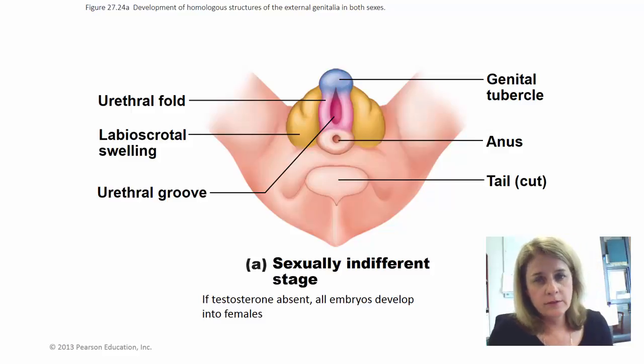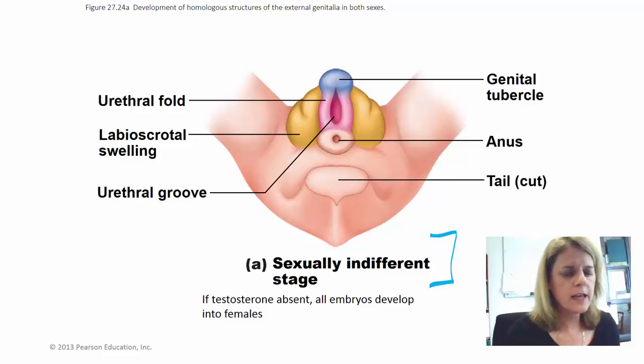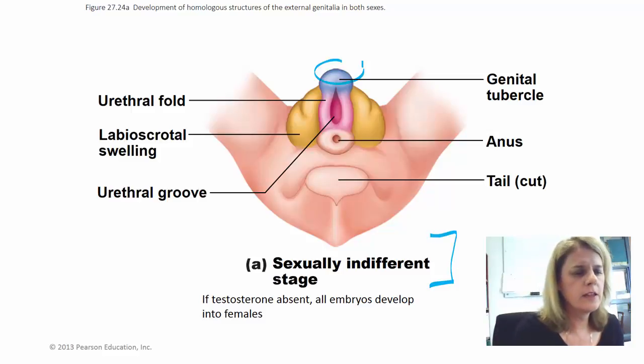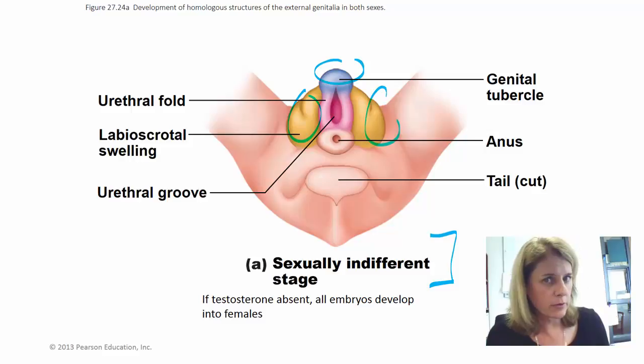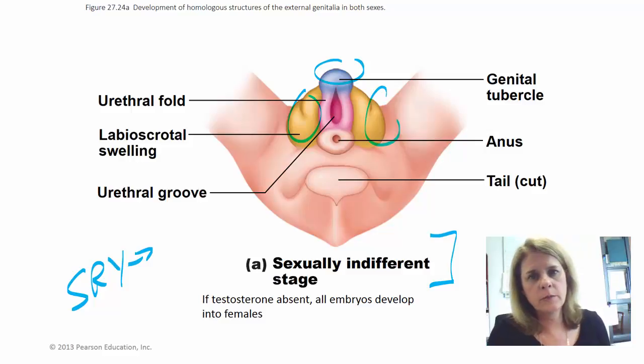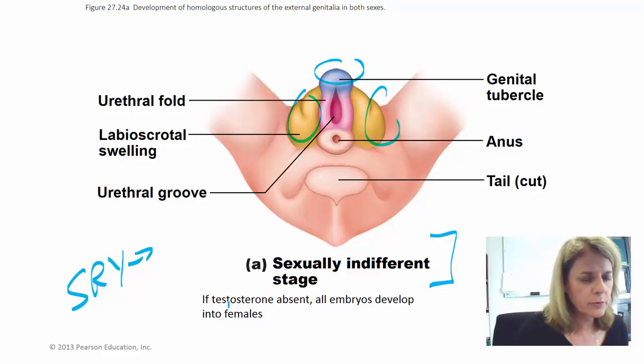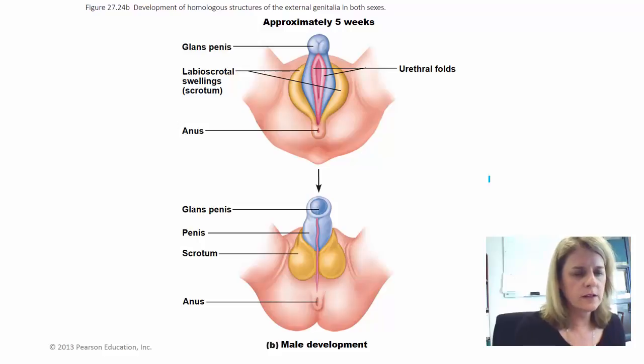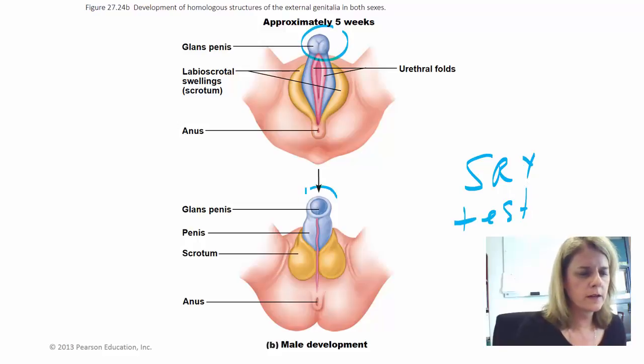The other developmental thing that has to happen is: is it going to be a boy or girl? And so there is a stage that is sexually indifferent, where you have tissue that can either become a penis or a clitoris. There's tissue that can become a scrotum or a labia, and it will become female if there's no testosterone present. So having that SRY gene is important. The SRY gene not only initiates the production of the testes, it also turns on a gene that causes the production of testosterone. So if testosterone is present, this indifferent tissue will become male. So here's at 5 weeks. In the presence of SRY and testosterone, you're going to get the glans penis forming a penis, and you're going to get a scrotum. Okay?